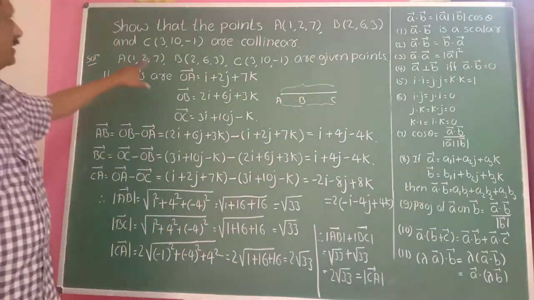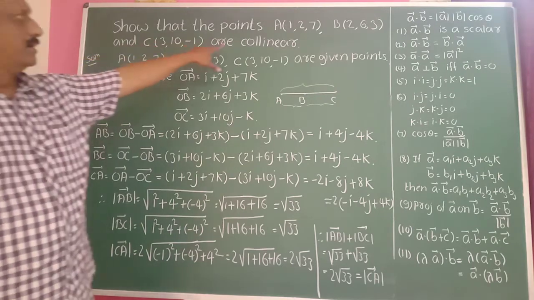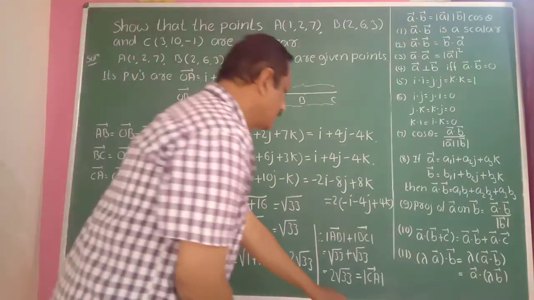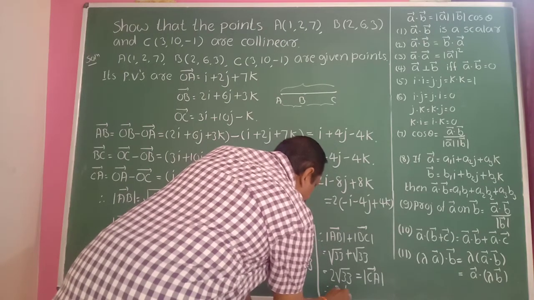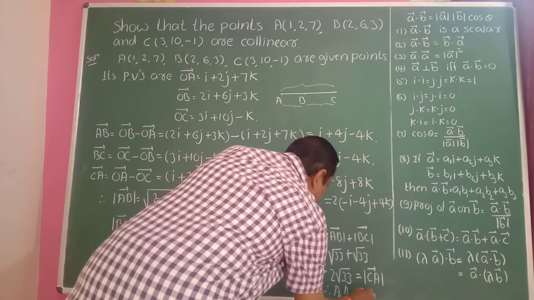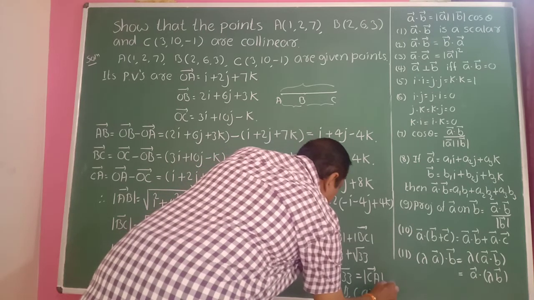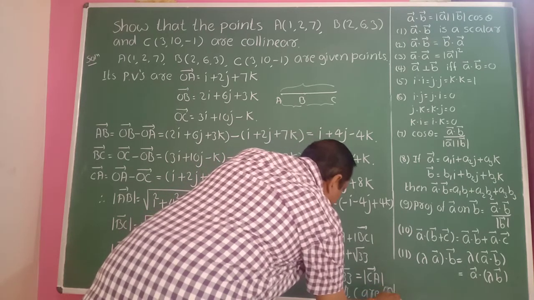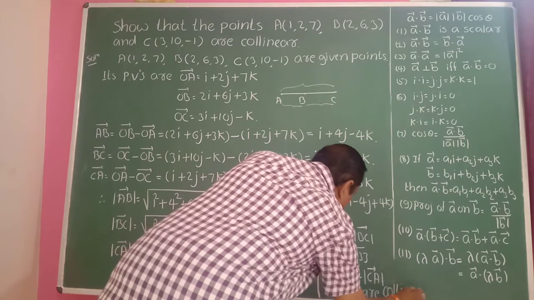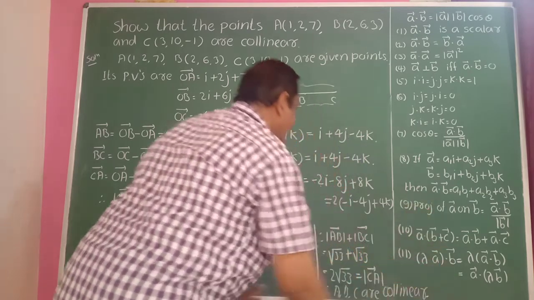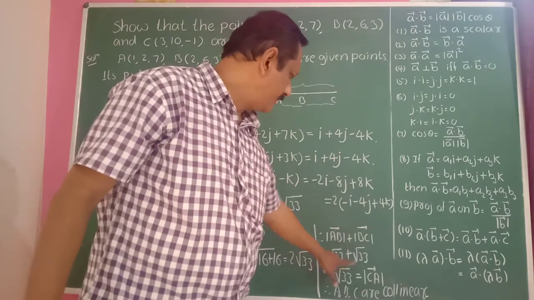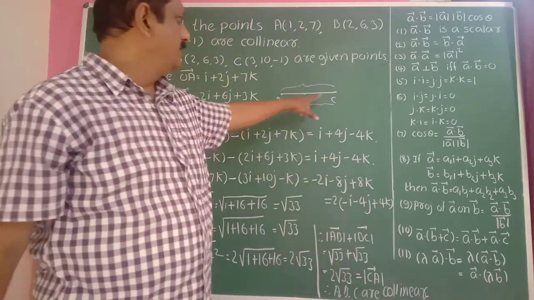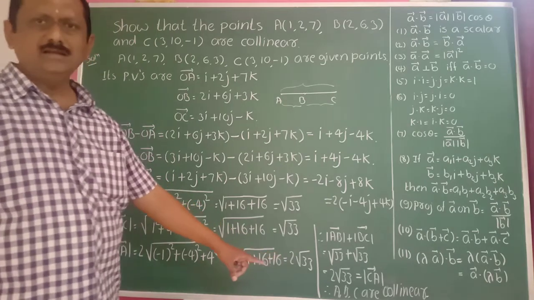Yes, we can write here the points are collinear. The last conclusion is therefore: points A, B, C are collinear. So this is the conclusion. The modulus of AB plus the modulus of BC is equal to the modulus of CA. Hence the points are collinear.